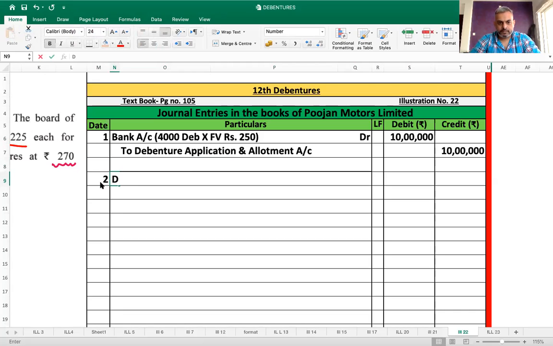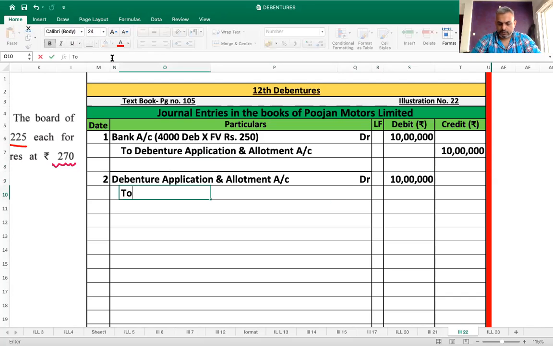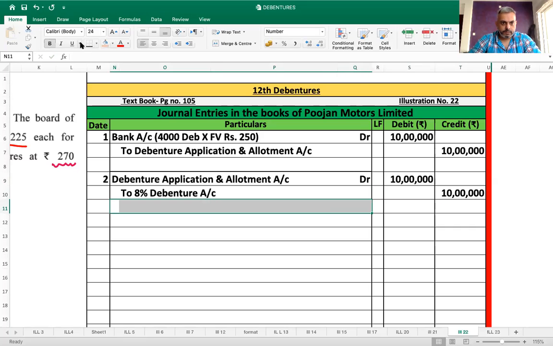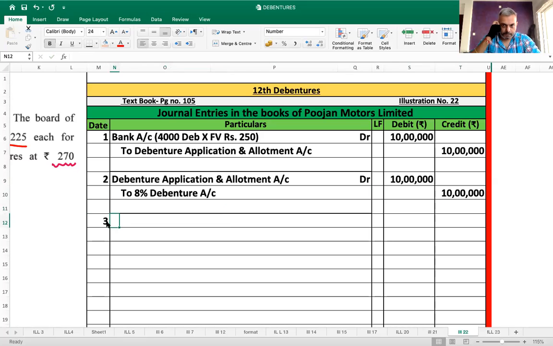Second, debenture application and allotment account, 10 lakh, to 8% debenture account, 10 lakh.